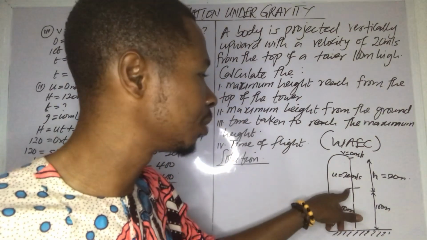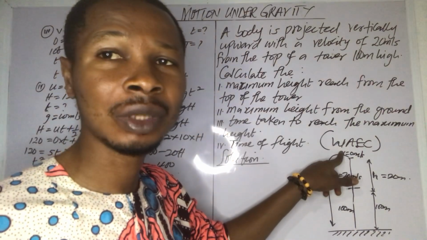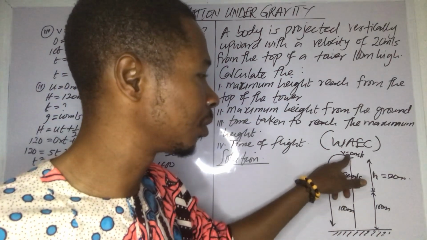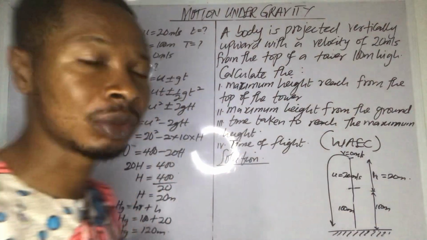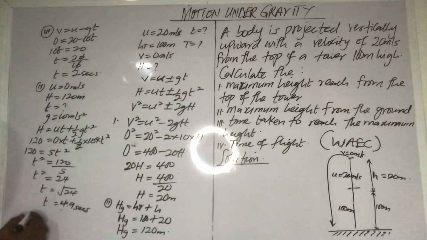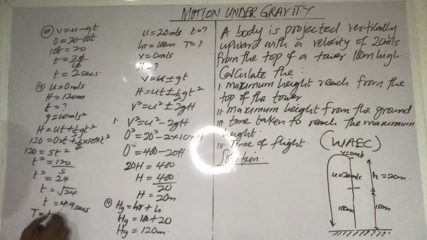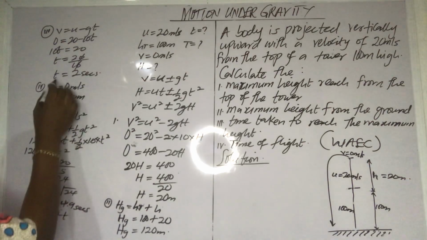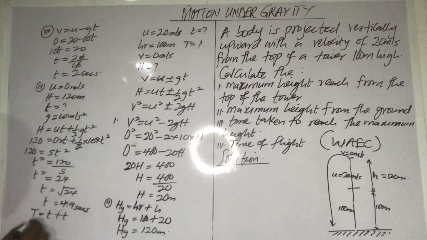Then it took 2 seconds to reach up. So the total time taken to move from this place to this place and come down also, the time of flight, will be equal to t plus t. This first t, 2 seconds to reach maximum height, plus 4.9 seconds from the height to the ground level. So that will be equal to 2 plus 4.9, which gives me 6.9 seconds.